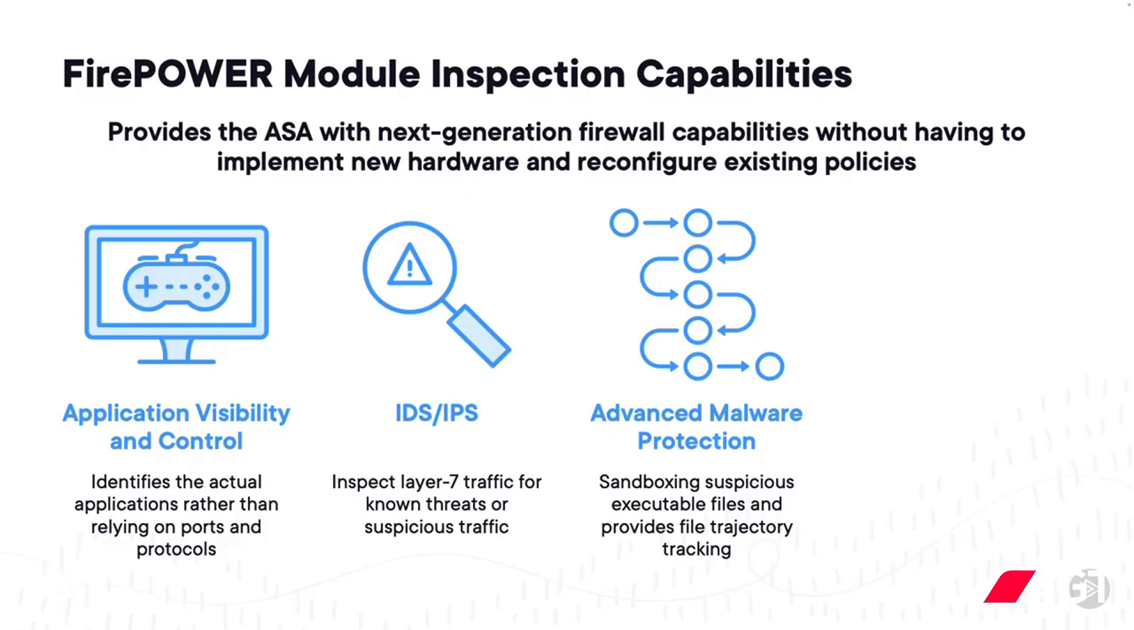AMP stands for Advanced Malware Protection, and its primary features are sandboxing suspicious executable files to see how they behave in that sandbox, as well as file trajectory tracking in case devices do become compromised. That way, organizations will be able to see how and where a malicious file travels throughout the network.